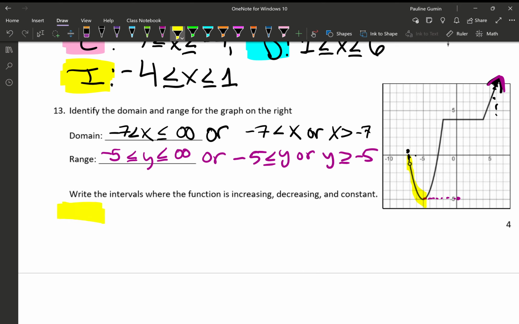Okay, it stops right there, right? Because there's going to be a turn. So that was going down, so it's decreasing. And it's from -7, open circle, so no line underneath. And where do I end? Ooh, -5.